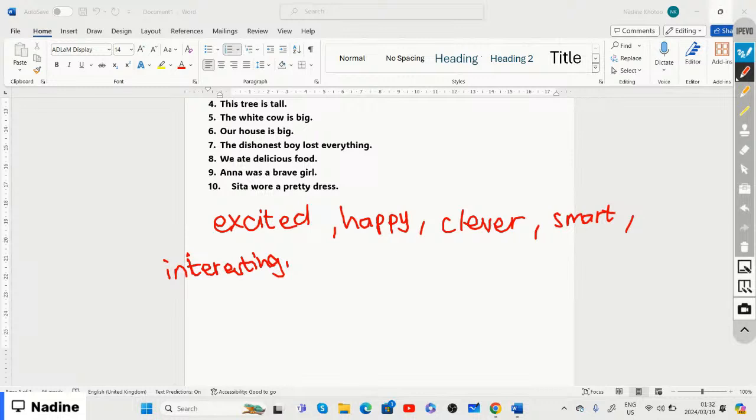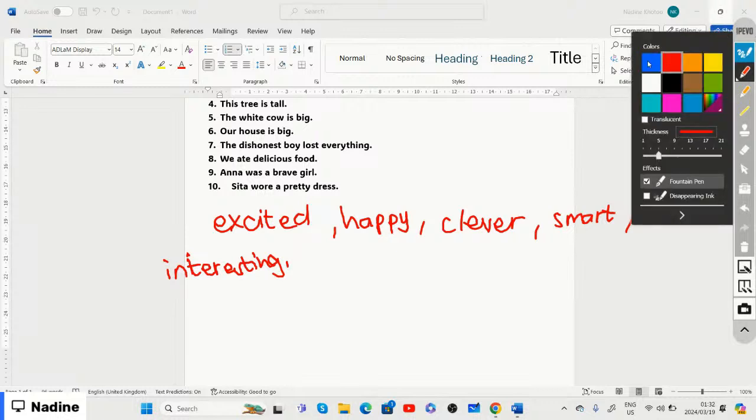These are even words that tell us based on an emotion, right? They can tell us how we are feeling, right? I am excited, I am happy, I am clever, I am smart, or I am interesting, right?